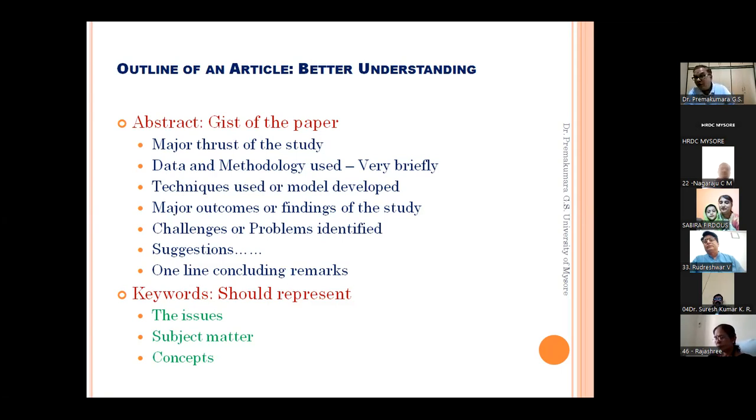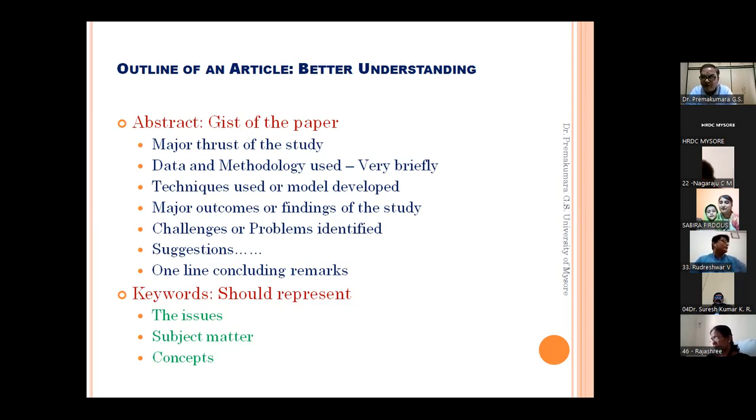Therefore, you have to give the keywords in such a way that if some people are searching for something, say women empowerment, you have to give women empowerment. So if you are writing an article, you give women empowerment and some related terms, like gender mainstreaming. We have to give keywords, and these keywords should be related to the issues you are discussing, the subject matter and the concepts. Or if you are using some new terminologies.